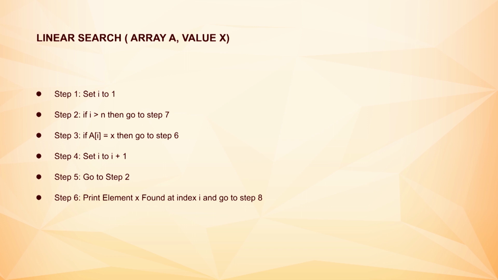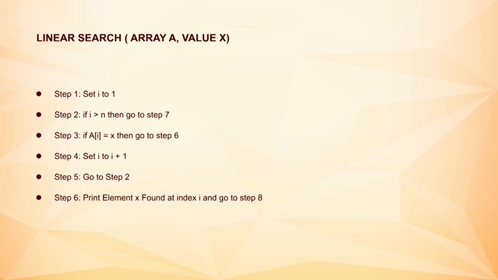But this is the if case. Suppose this condition is not true. If A of I doesn't match your finding item x, then move to step number 4. Now the pointer is updated in step number 4: set I equal to I plus 1. In a continuous form, we can sequentially update our pointer with the help of the increment, that is I equal to I plus 1. And by this we go to step number 5 and then go to step number 2.